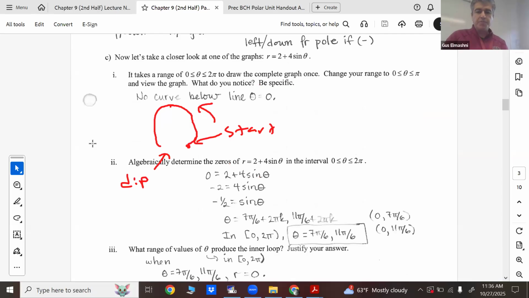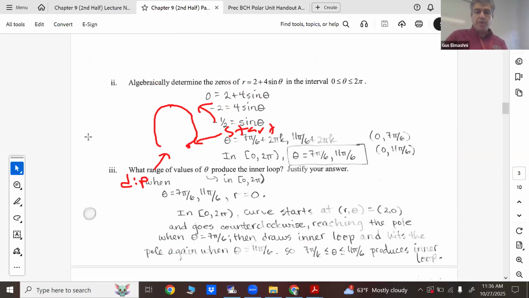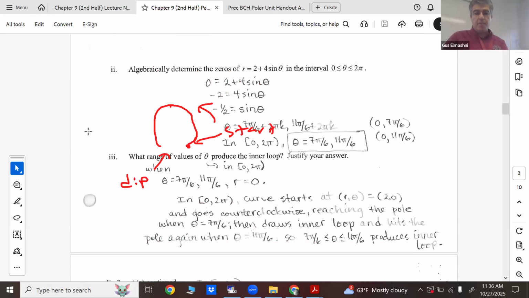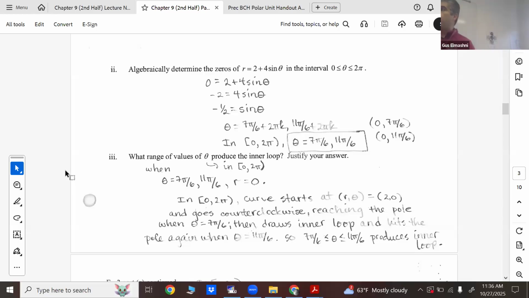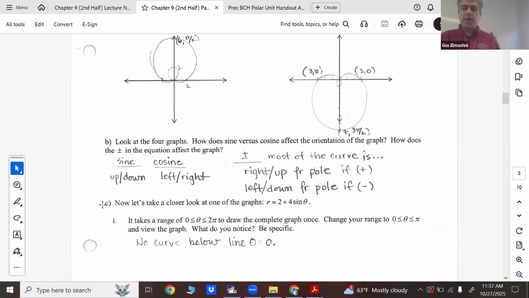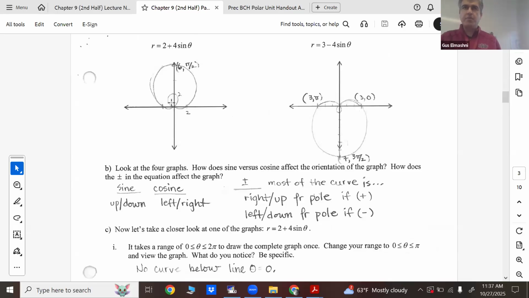That's when r is 0. And knowing my unit circle, where else can sine be -1/2? At 11 pi over 6. So once I hit the pole at 7 pi over 6, now I'm trying to generate that inner loop. I don't get back to that pole until 11 pi over 6. So the inner loop is generated between 7 pi over 6 and 11 pi over 6. Does that make sense? How the inner loop gets generated, right?